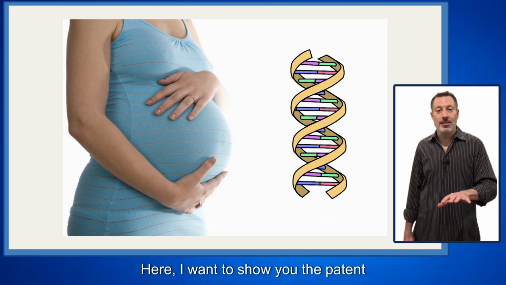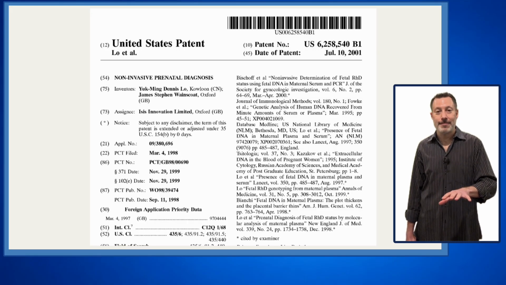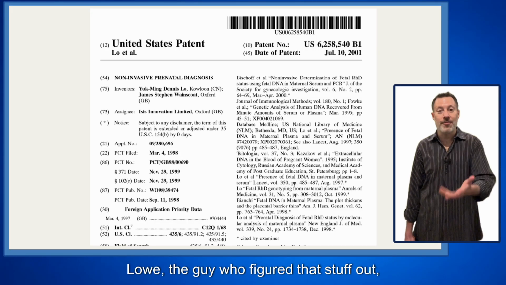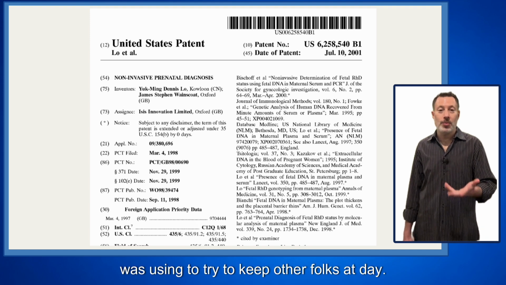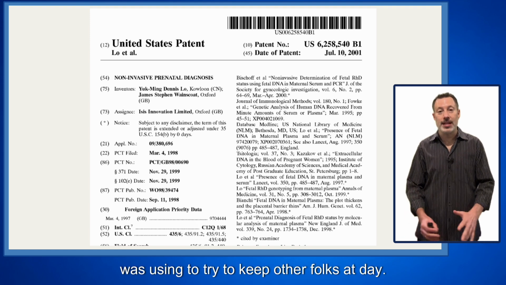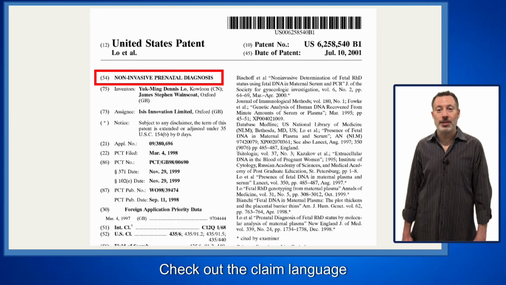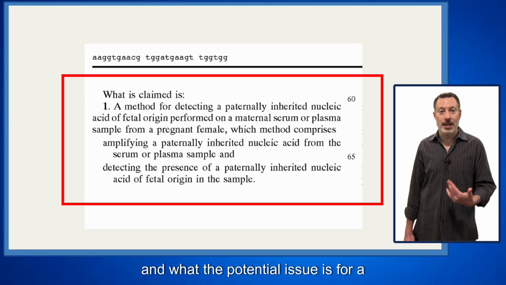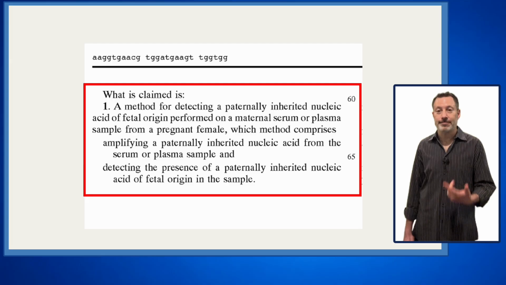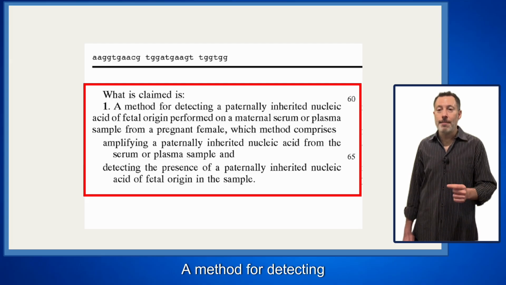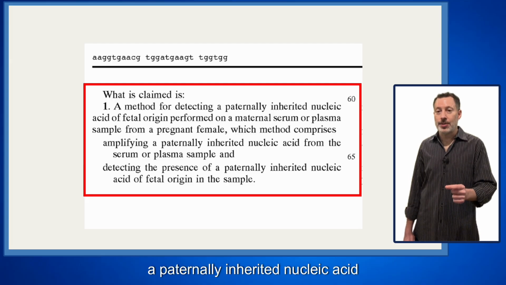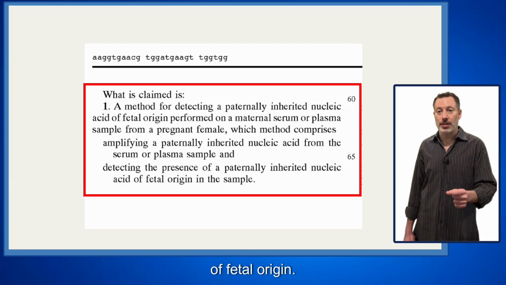Fine. Here, I want to show you the patent that Dr. Lowe, the guy who figured that stuff out, was using to try to keep other folks at bay. And here's the patent that he used. Check out the claim language and what the potential issue is for a Markman hearing. What's he claim? A method for detecting a paternally inherited nucleic acid of fetal origin.